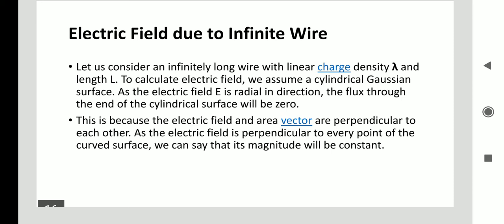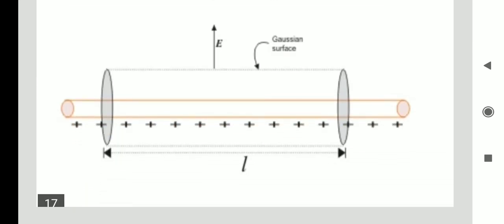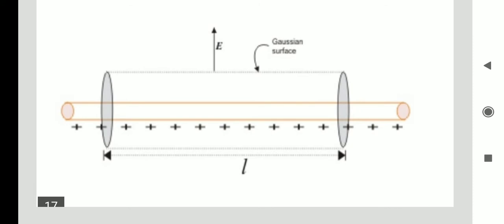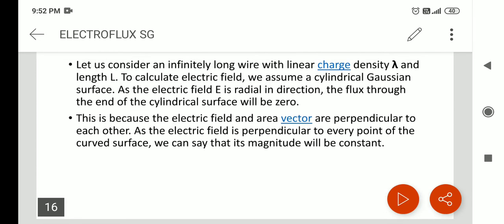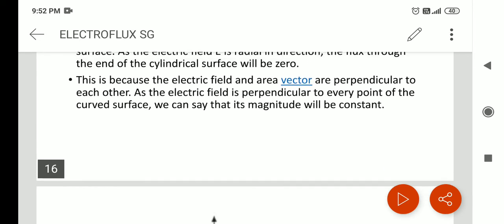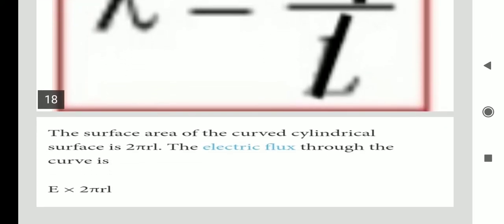To calculate the electric field of an infinite wire, we need to consider a Gaussian surface. This is the Gaussian surface of length L. By using this particular Gaussian surface, we are going to find the electric field. Already we discussed that charge density is the ratio of charge per length. So Q by L is considered as charge density.